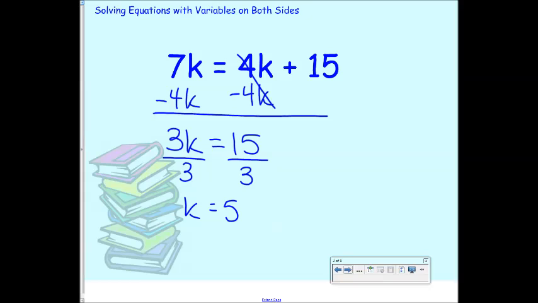Now, it can be k's on the left, numbers on the right, or it can be k's on the right, numbers on the left. It just depends on what's going to work out better. But moral of the story, get your k's together, get your numbers together, and then isolate your k or your x or whatever your variable is.